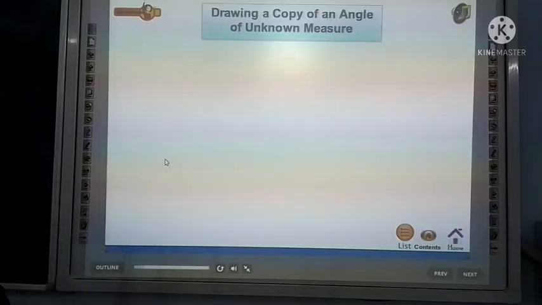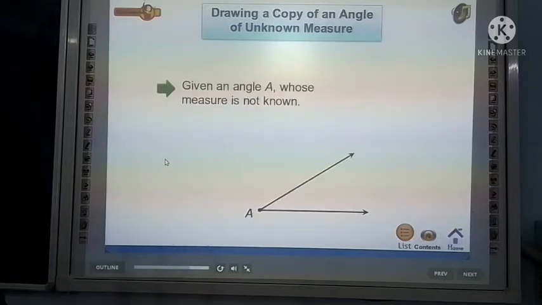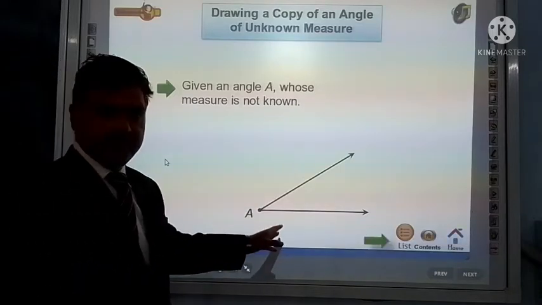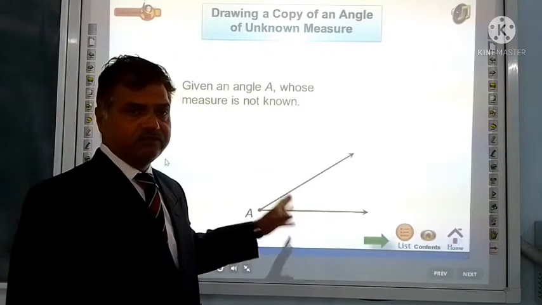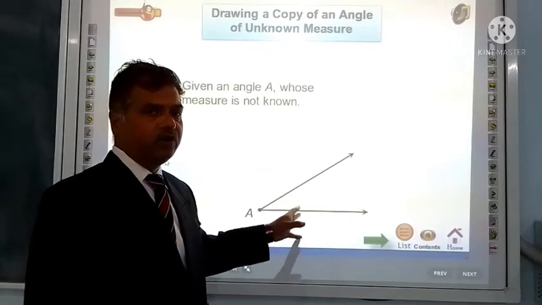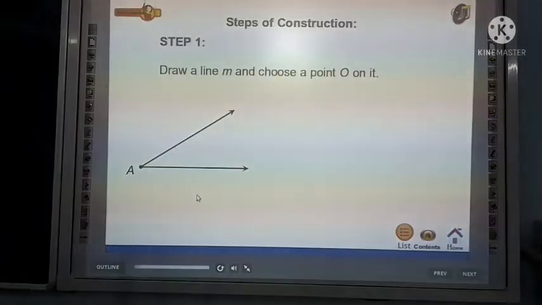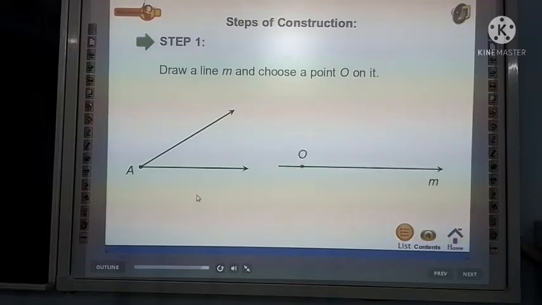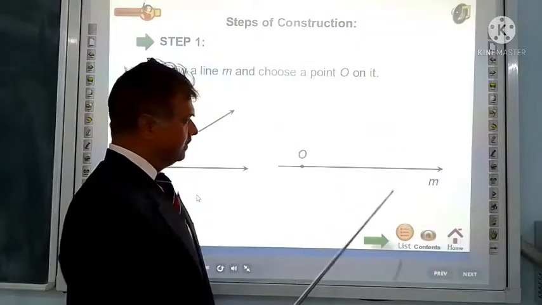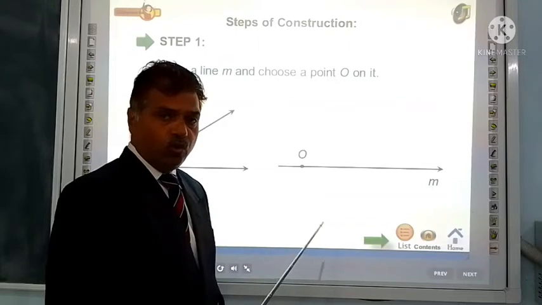Let us learn how to draw a copy of an angle of unknown measure. Given an angle A whose measure is not known. This angle is given to us. We want to copy this angle without measuring. Here are the steps of construction. Step 1. Draw a line M and choose a point O on it. Draw any line M and any point O.